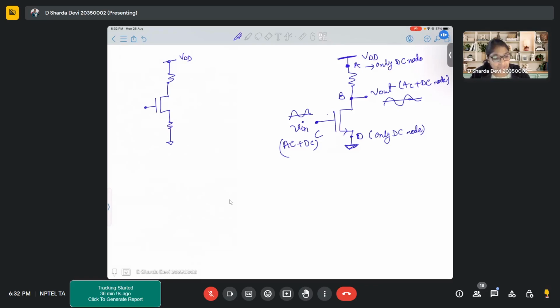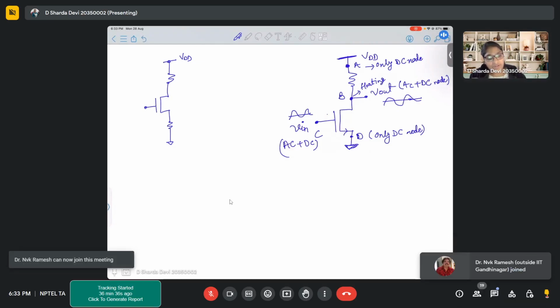That is the idea. Now, when you look at this node V, this node is not directly connected to any source, right? Not a DC, not an AC. So this particular node can take up both AC as well as DC voltage. That's why this node is known as a floating node. That's why the node is called a floating node.